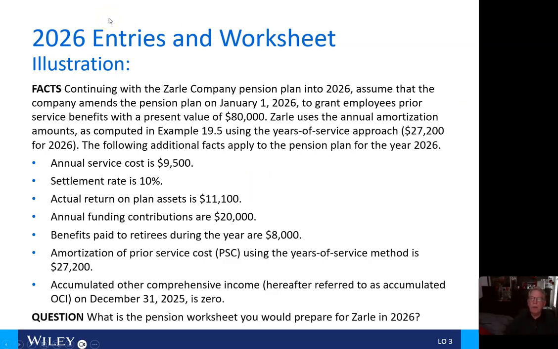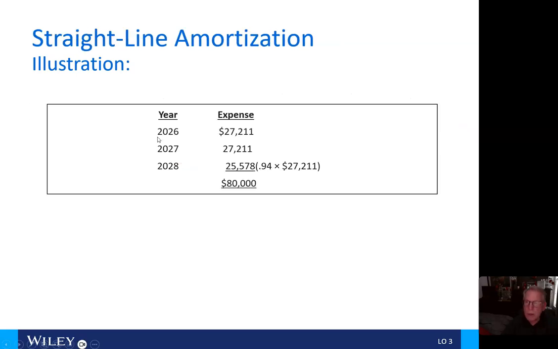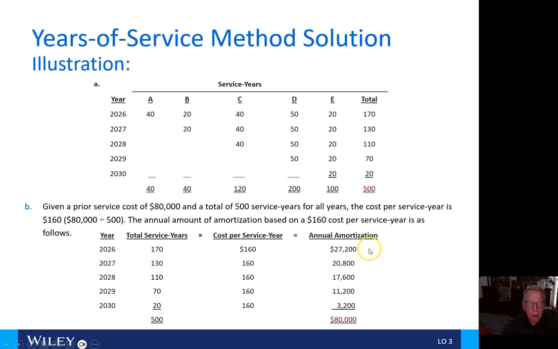Now, continuing with this example, the Zarro company's pension plan into 2026, we assume the company amends the pension plan on January 1, 2026 to grant employees prior service benefits with a present value of $80,000. Zarro uses the annual amortization amounts computed in the example before using the years of service approach. That was the $27,200 for 2026. You'll remember from here.